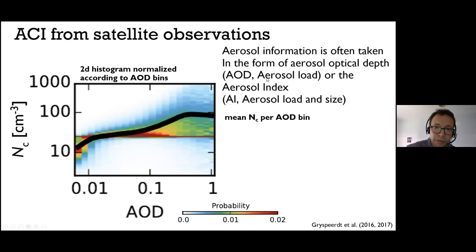CCN. Well, that's what we get from the aerosol index. That's correlated with cloud droplet number concentration. And in that particular example from the studies by Chris Baird et al., where they compile these 2D histograms, we see that if the aerosol concentration increases, and be advised that this is the column concentration, then the cloud droplet number concentration increases as well, which would follow the idea of the Twomey effect.